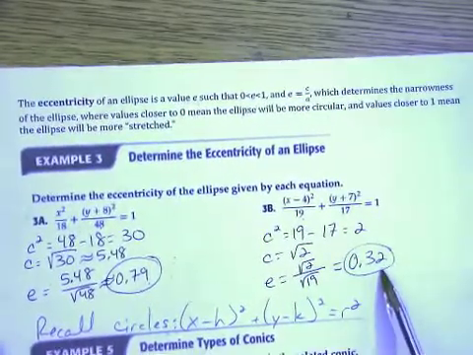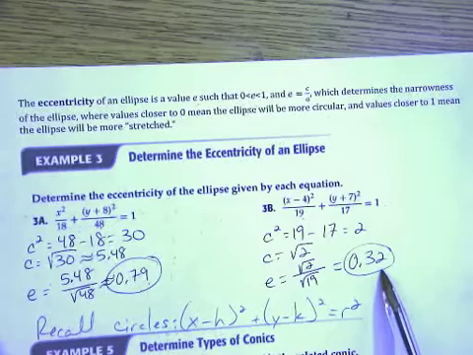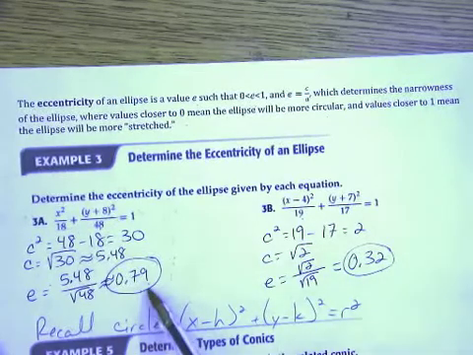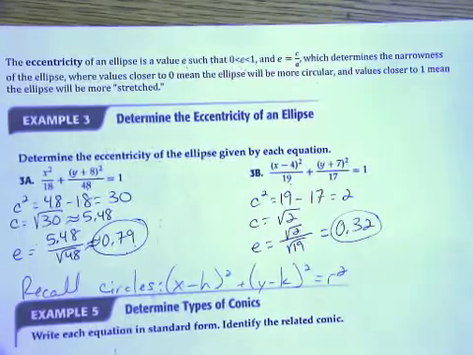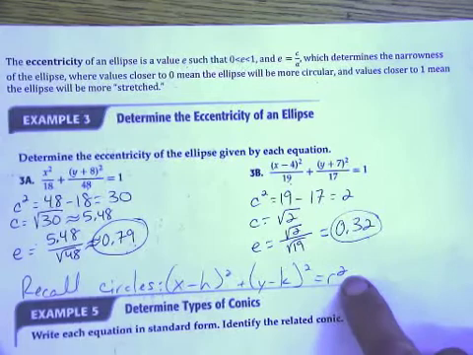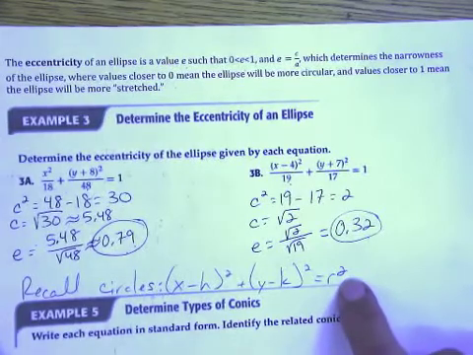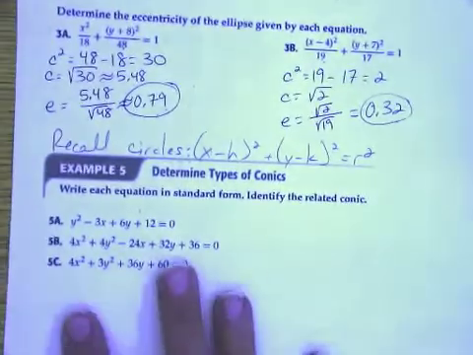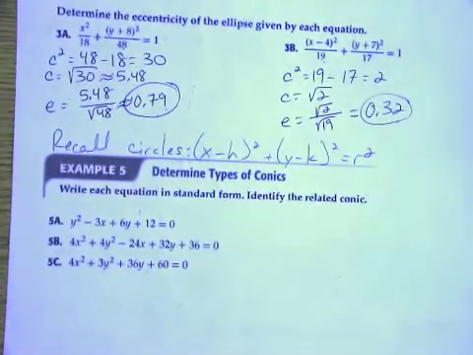And you get 0.32. So even without graphing these, I know that this is going to be a skinnier, narrower ellipse than this one. Now, for some reason, I forgot to copy and paste this formula out of the textbook onto your notes, but hopefully you remember it from geometry.